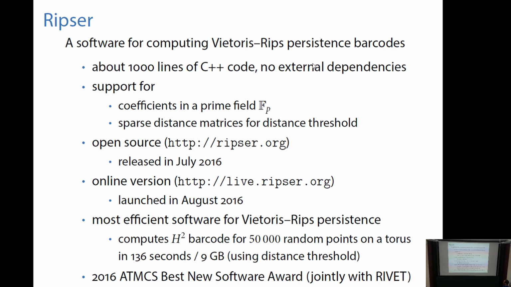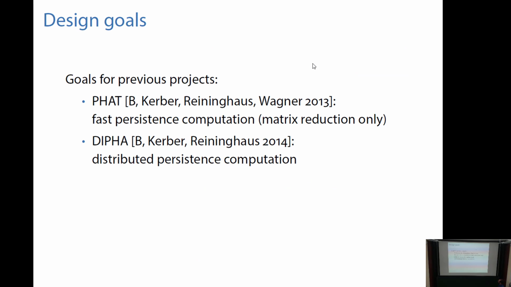And I'm also very proud to say that a couple of days after this was suggested, it received a Best New Software Award at ATMCS, together with Rivet, a visualization tool for multidimensional persistence by Michael Lesnick and Matthew Wright. Okay, so this is a summary about the software Ripser. Let me say something about the design goals that started this project.